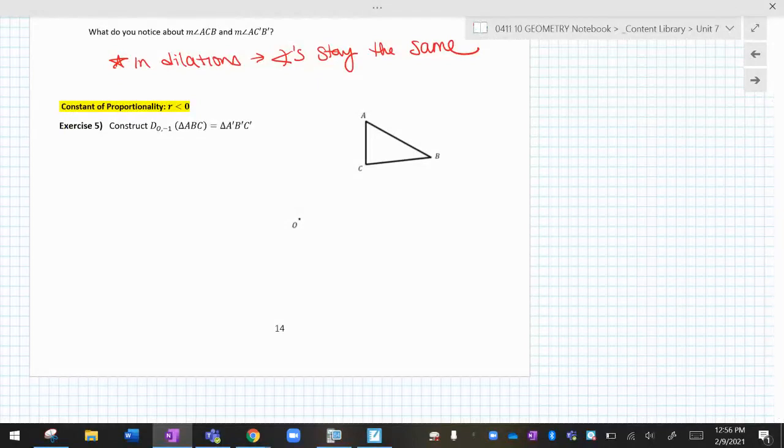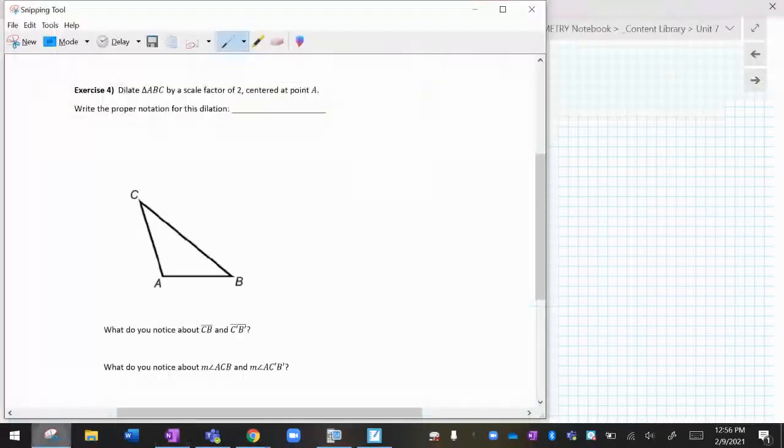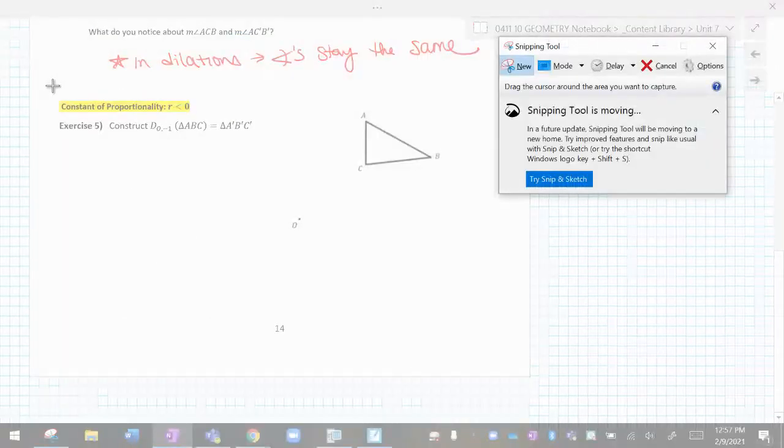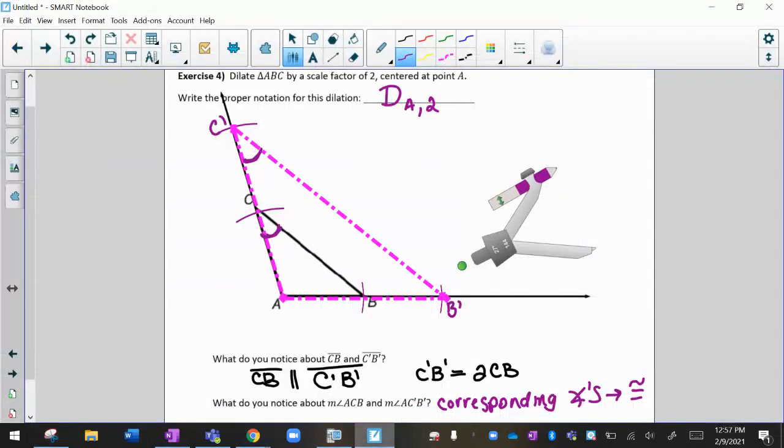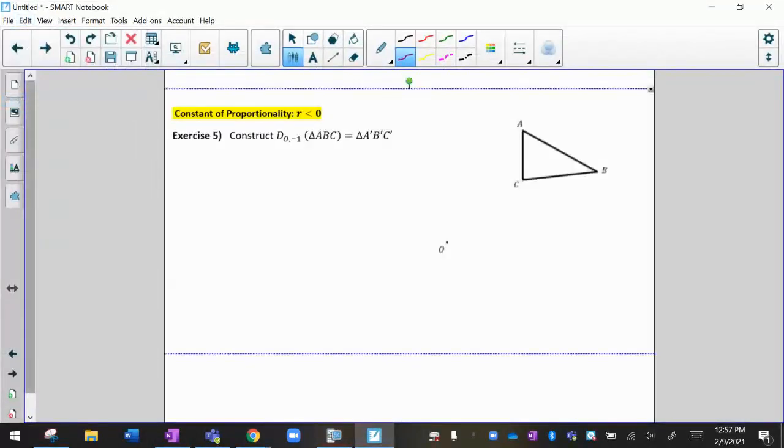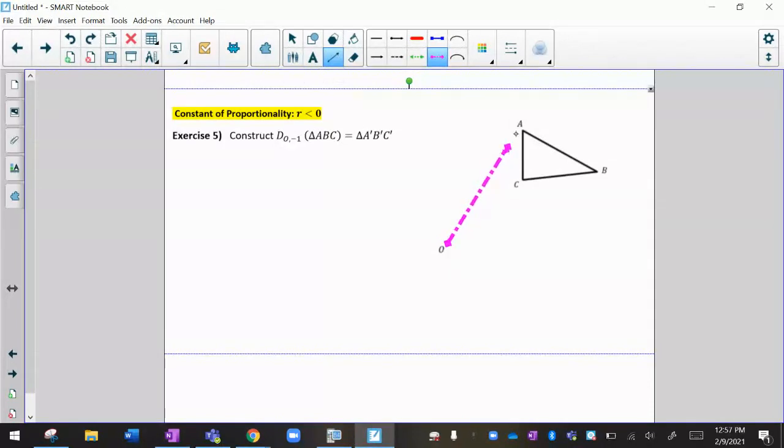Constant of proportionality, R is less than 0, aka what do you do if you have to dilate by a negative scale factor? Very similar to what you do for a positive scale factor. So if I need to dilate this by center O with a scale factor of -1, I'm still going to connect an arrow from O and A. Normally, if I had a positive scale factor, I'd go from O to A and keep going. I'm not. I'm doing a negative scale factor.